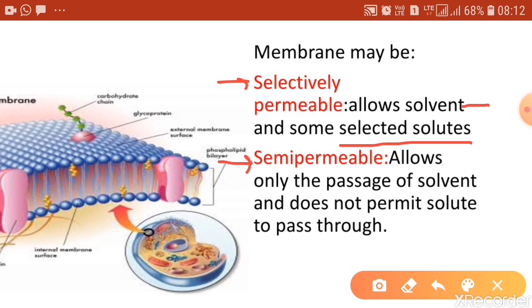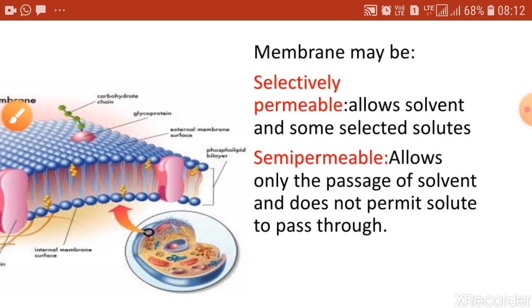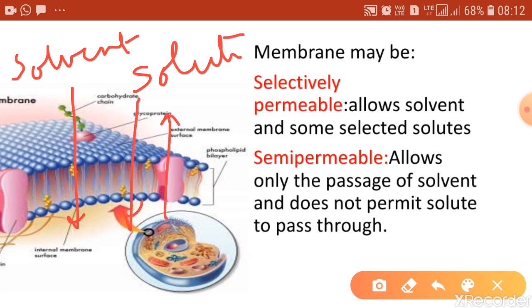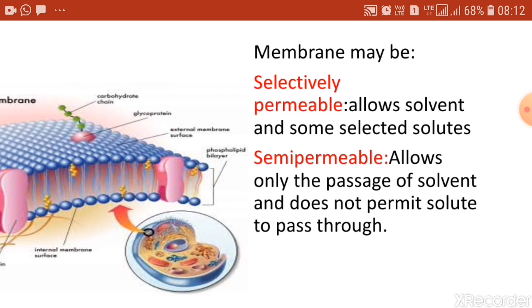So if the membrane is allowing solvent and some selected solutes to move in and out, suppose you look at this diagram, and this is the outside of the cell and this is the inside of the cell, then the membrane is allowing solvent to move in as well as some selected solutes to move in or out. The membrane which allows solvent to move in and out and some selected solutes to move in and out will be called a selectively permeable membrane.